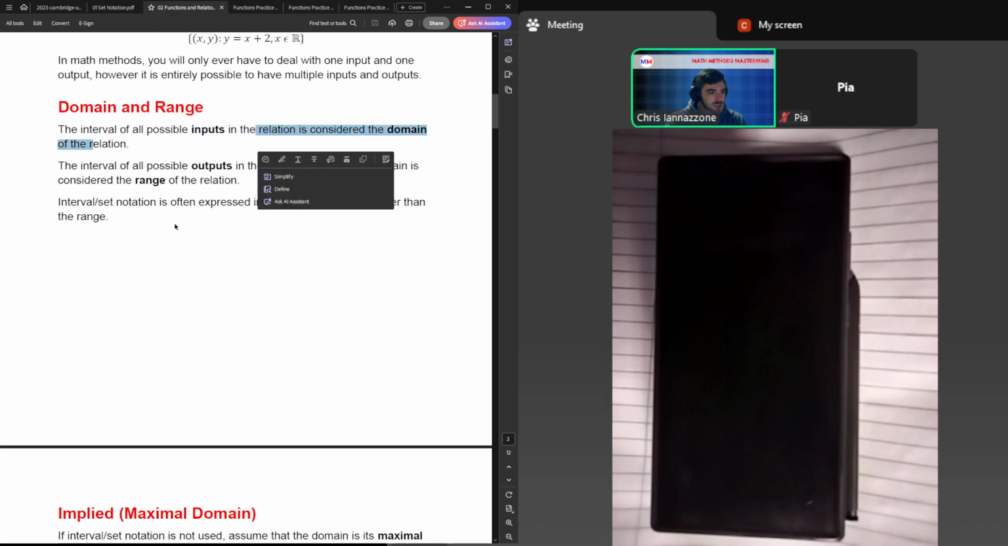Domain and range. So domain, all possible inputs, usually all possible x values. Range, all possible y values, or all possible outputs of the function.